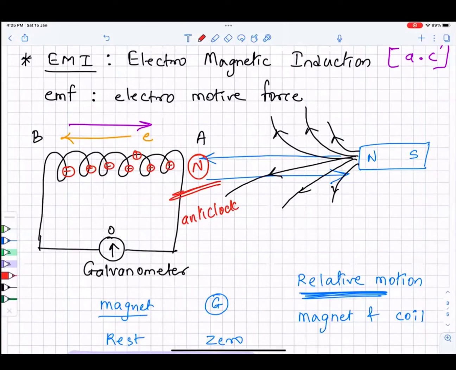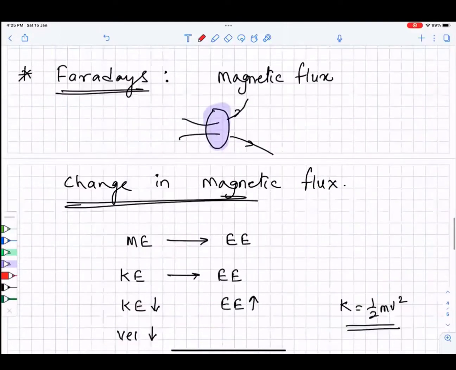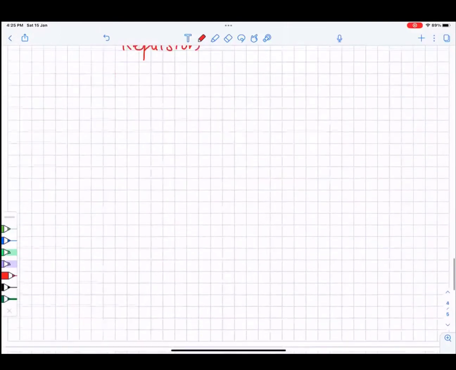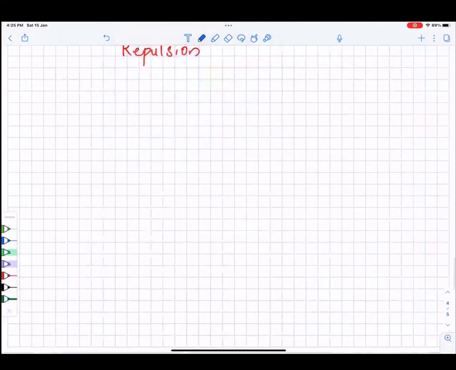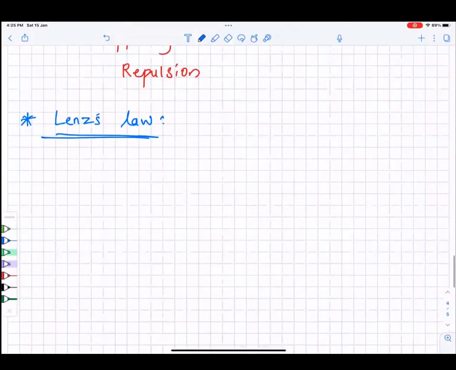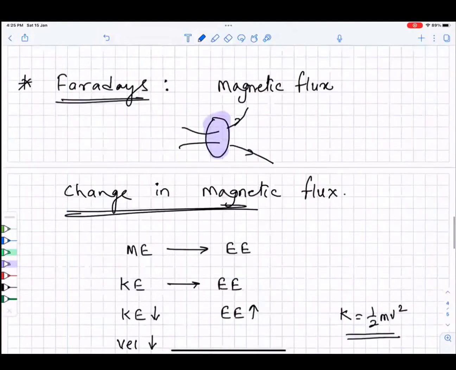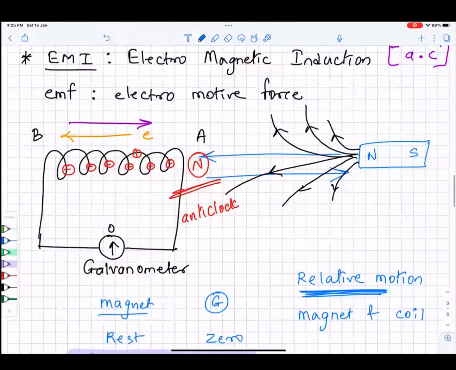Just about understood? Guys, this concept is also called Lenz's law. Look, Lenz's law, named after another scientist. So Lenz's law states that if you take the north pole of a magnet closer to the coil, it will induce a north pole only over there, guys. Aditya, clear now? Yes, sir.